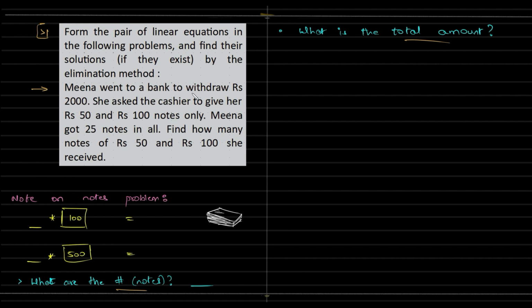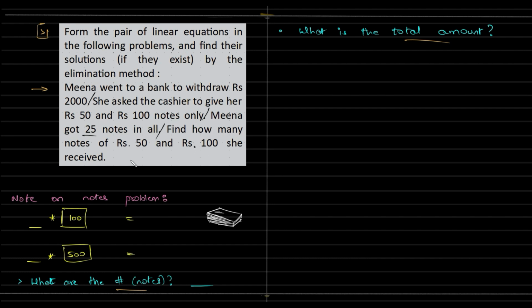So Meena went to a bank to withdraw 2000 rupees. She asked the cashier to give rupees 50 and 100 notes only. Other than that you have an alternative, one is the ATM and another is going to the cashier itself. People generally still go to the cashier in some exceptional cases, right? If not, ATM is generally used now. Meena gets 25 notes in total. Find how many notes of rupees 50 and rupees 100 she receives.